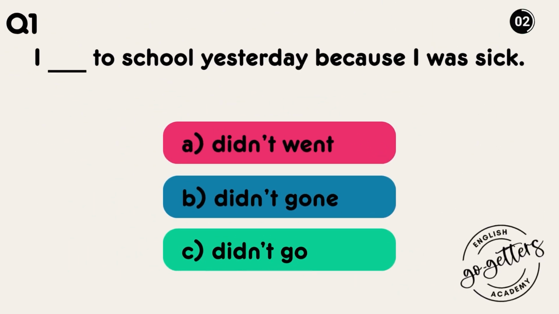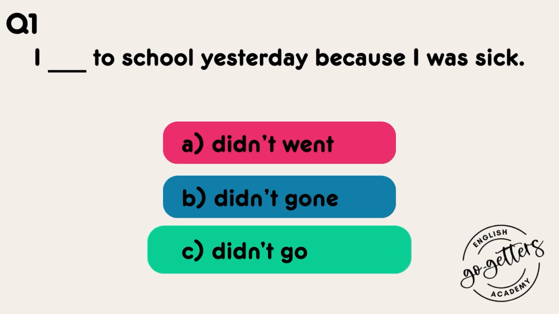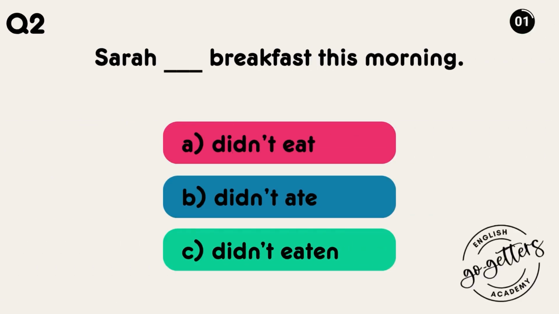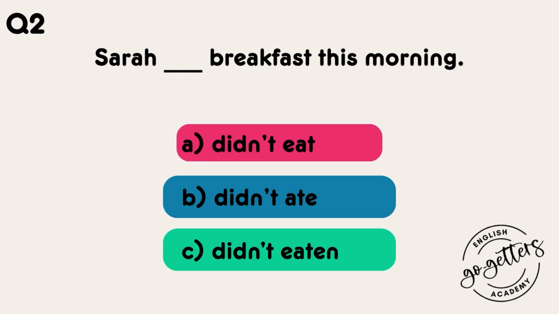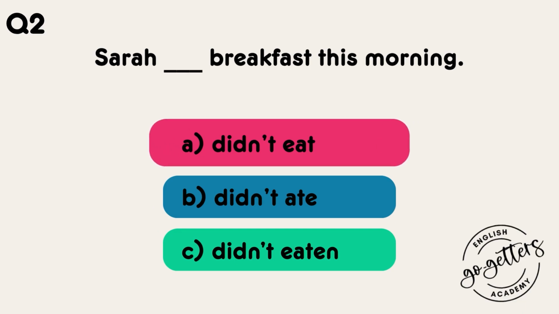Question 1. The correct answer is letter C. I didn't go to school yesterday because I was sick. Question 2. The correct answer is letter A. Sarah didn't eat breakfast this morning.